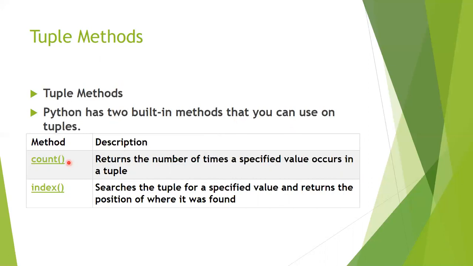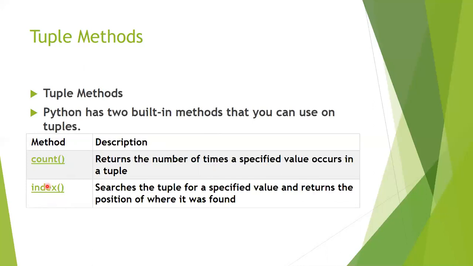Now there are two built-in methods that we can use on tuples, count and index. We can use the count method to find the number of times a specified value occurs in a tuple. Means if we want to count how many times apple occurs in the tuple, it will print how many times: one time.